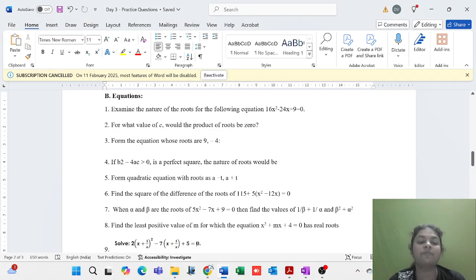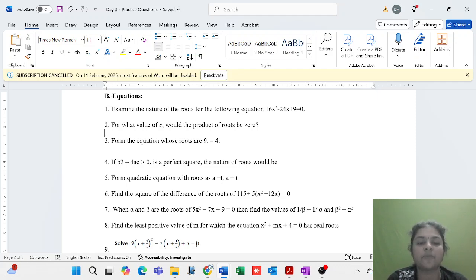Next, if b square minus 4ac is greater than 0 and is a perfect square, the nature of the roots will be? Greater than 0 means real. Perfect square means rational. Real, unequal, rational. All three terms you have to remember. Greater than 0 means the roots are real and unequal. The third point, since it is a perfect square, the roots are rational. That is the third point you have to remember.